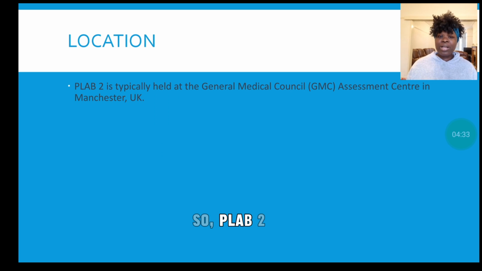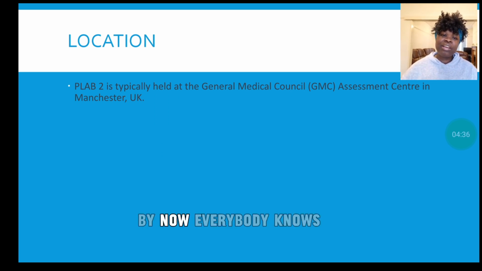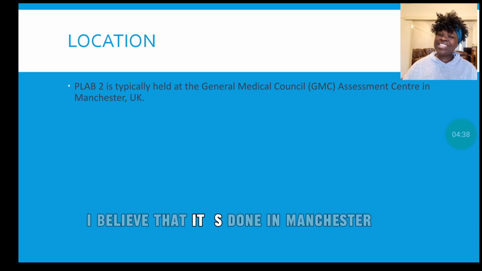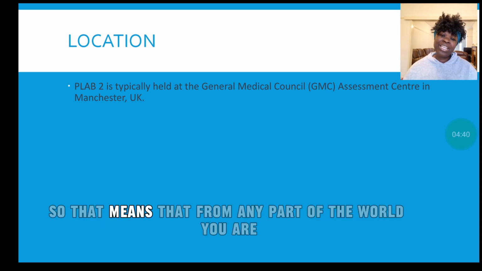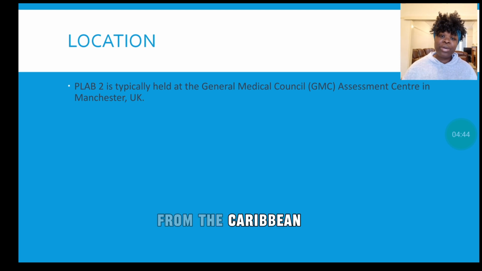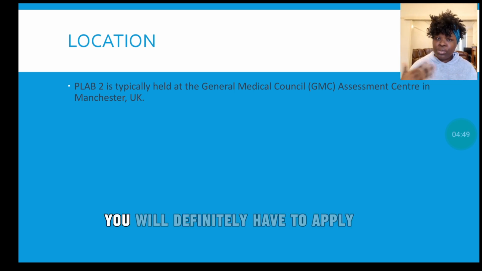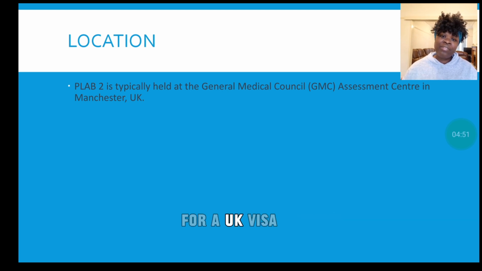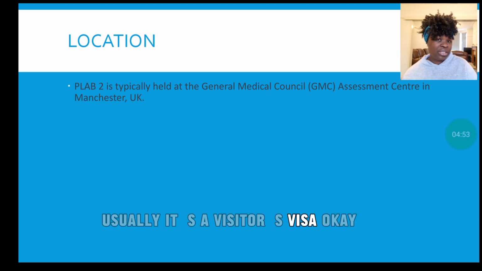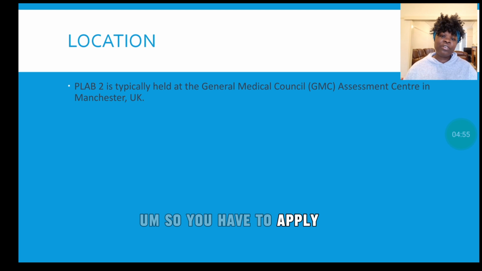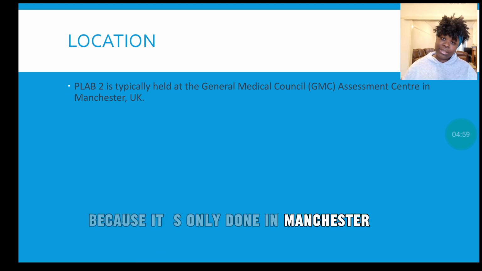So for PLAB 2, of course, by now everybody knows, I believe, that it's done in Manchester. So that means that from any part of the world you are, whether you're from Nigeria, from the Caribbean, from Asia, anywhere, any part of the world, you will definitely have to apply for a UK visa. Usually it's a visitor's visa, okay? So you have to apply for a visitor's visa to do your PLAB 2 because it's only done in Manchester.